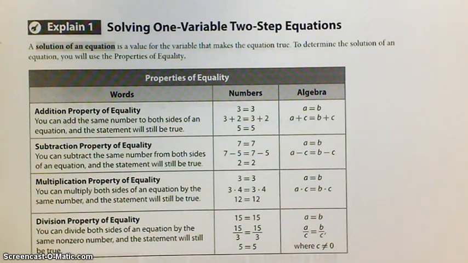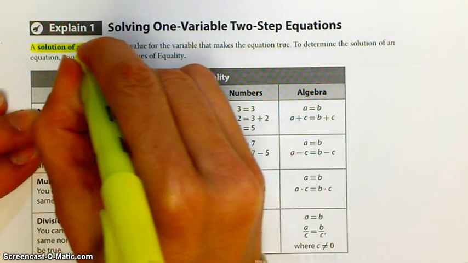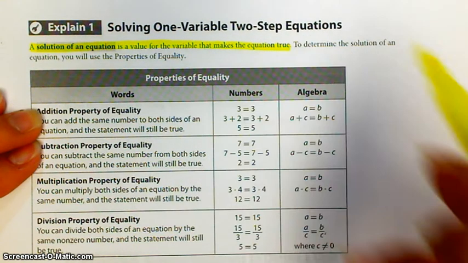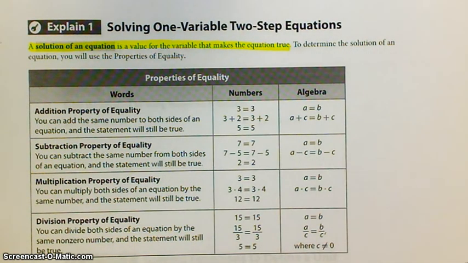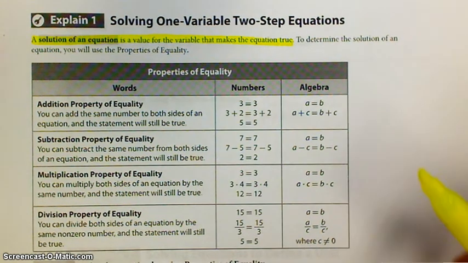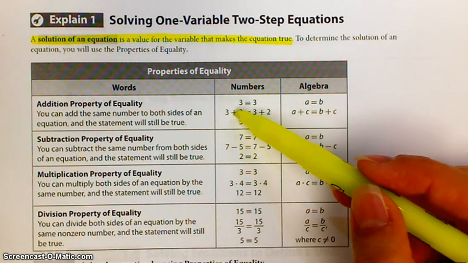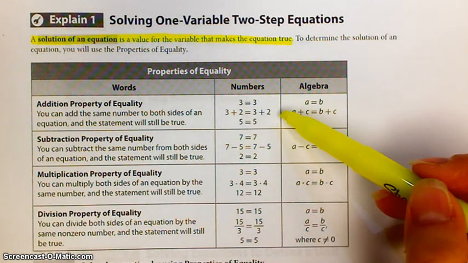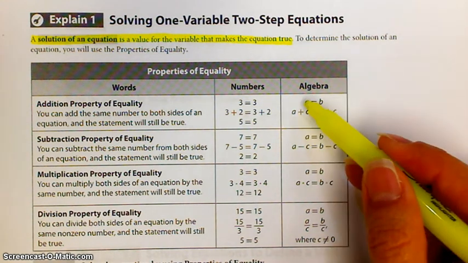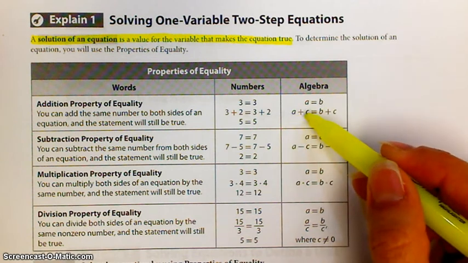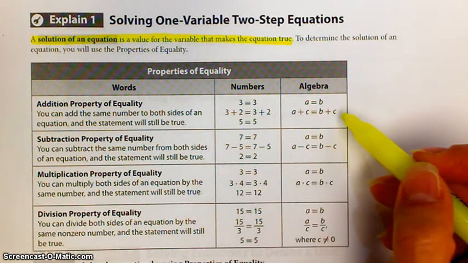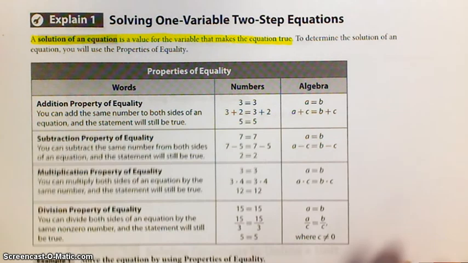Okay. A solution of an equation is a value for the variable that makes the equation true. To determine the solution of an equation, you will use the properties of equality. So this is basically how you move things around. For instance, 3 is equal to 3. We know that. If we add the same thing to both sides, then they're still equivalent. Because if A is equal to B, and I add C to the left side, but I also add C to the right side, I still have an equivalent equation.